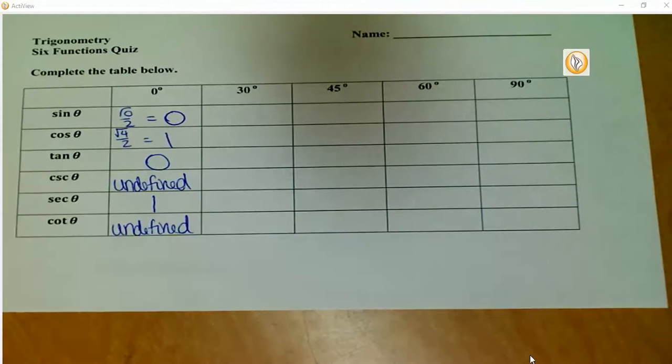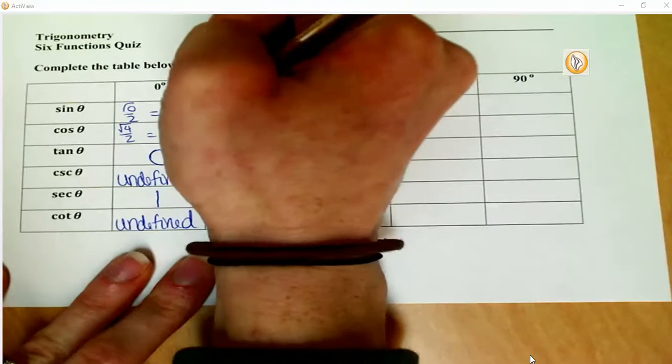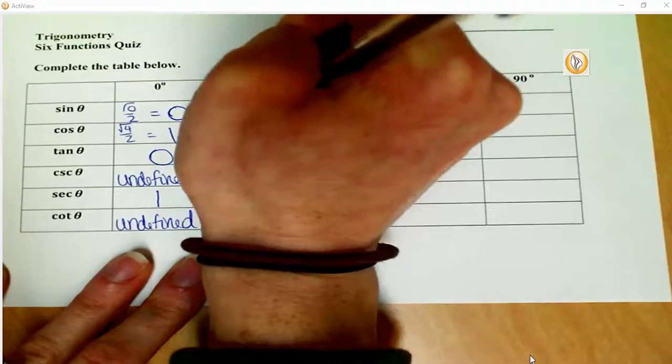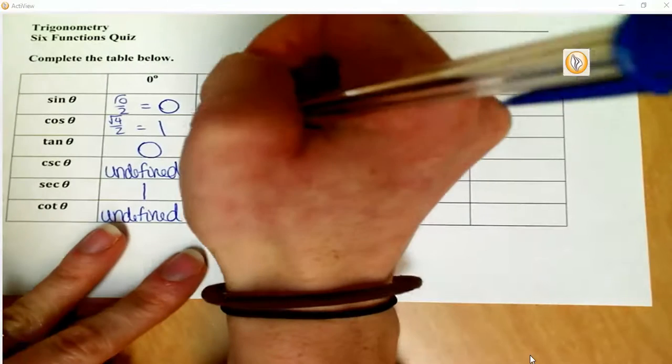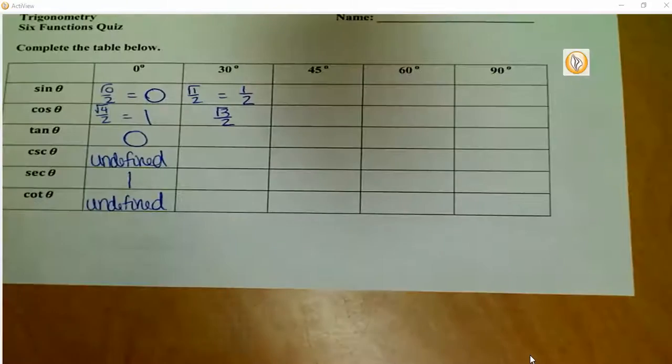Let's go to 30. Sine of 30. Radical 1 over 2, which is 1/2. Cosine of 30 would be, okay, tangent, you could divide those. You can do sine divided by cosine. To divide fractions, you have to flip and multiply and simplify from there. Or we could use our hand trick.